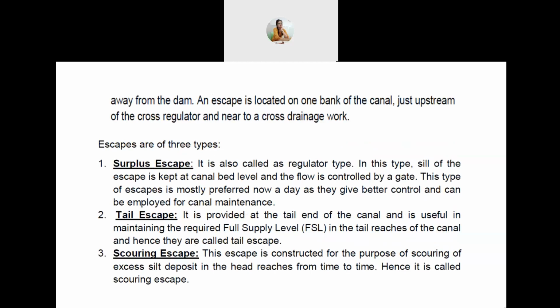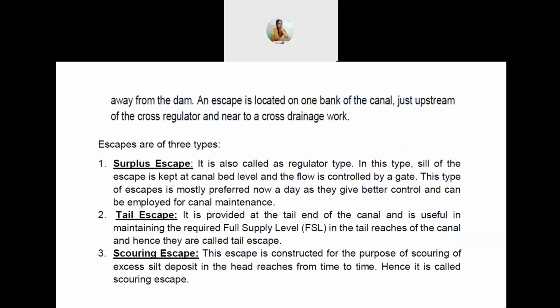Escapes are of three types. Number 1 is surplus escape, number 2 is tail escape, and number 3 is scouring escape. So first one, surplus escape. It is also called the regulator type. In this type, the sill of the escape is kept at canal bed level and the flow is controlled by a gate. This type of escape is mostly preferred nowadays as it gives better control and can be employed for canal maintenance.